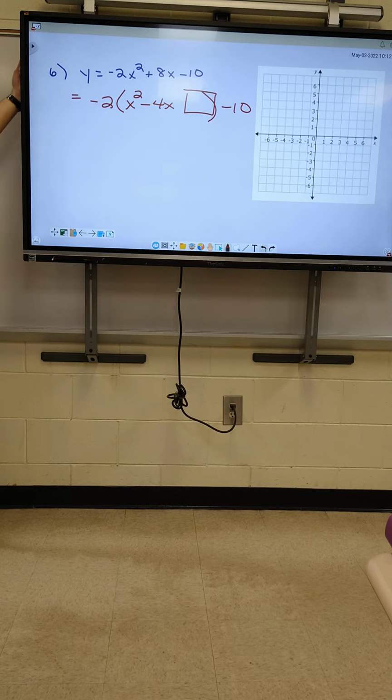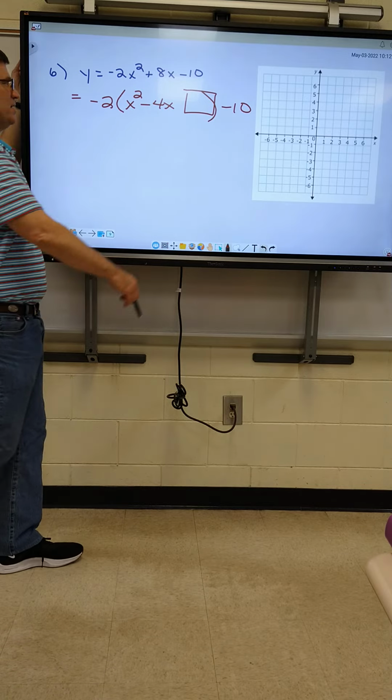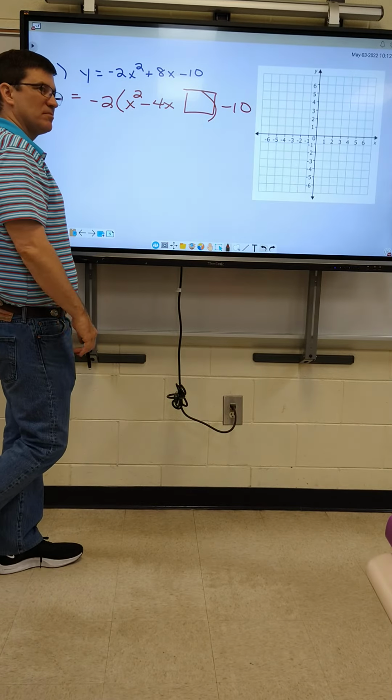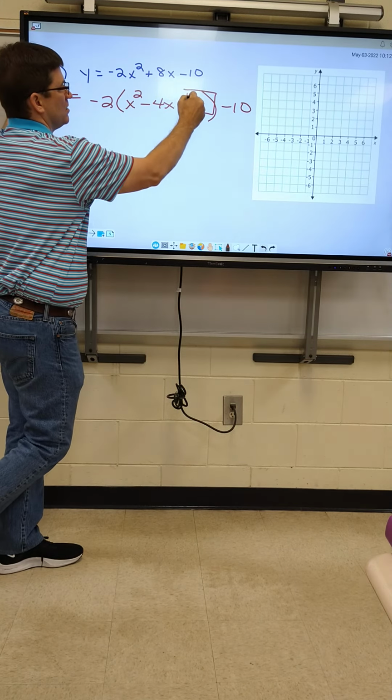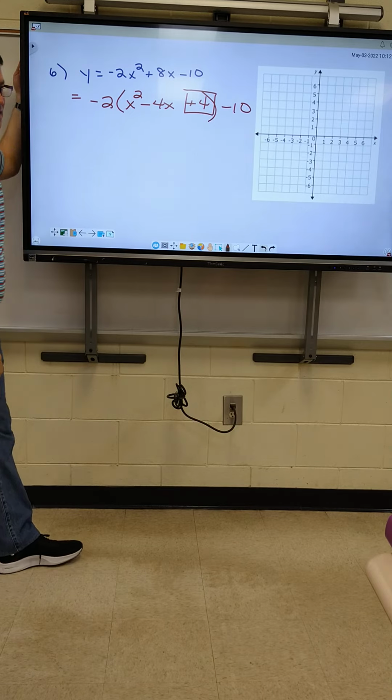All right, Maggie, explain to me how I fill in the box. Take half of negative 4, which is negative 2, and square it, which is 4. So I got a plus 4 there, that's the easy part.